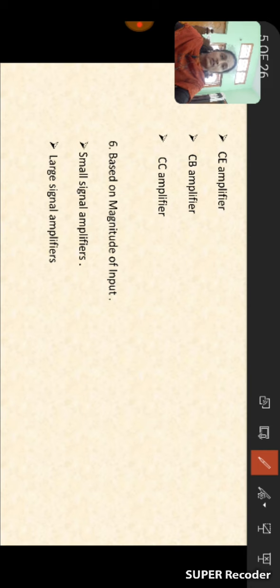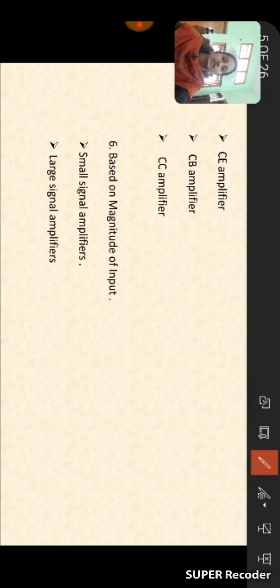And see here, while coming to this, based on magnitude of input also, the amplifiers are classified into two types. What are the two types? Small signal amplifiers and large signal amplifiers. Okay, small signal amplifiers and large signal amplifiers.